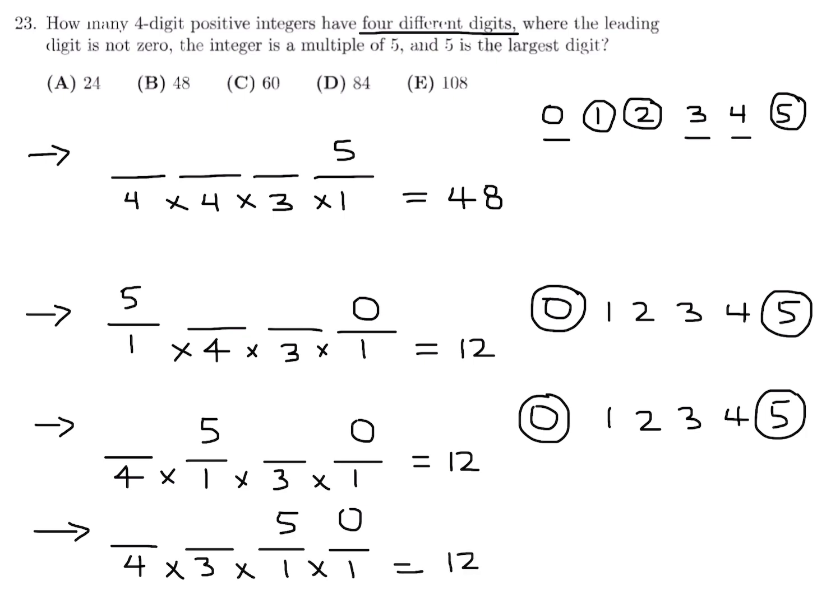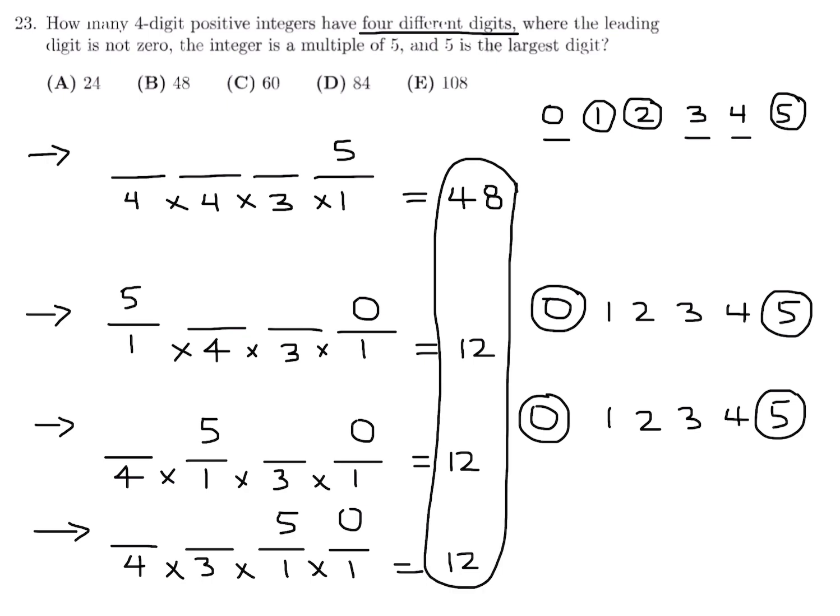So we got 12. So the total is 48 plus 12 plus 12 plus 12, and that looks like a total of 48 plus 36, which is 84. So number 23, the answer is D.